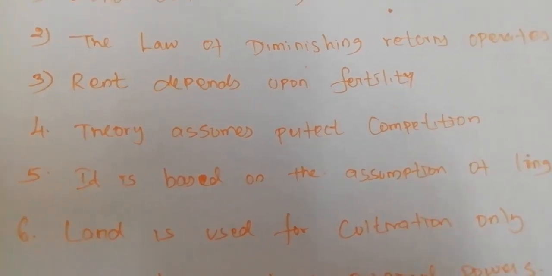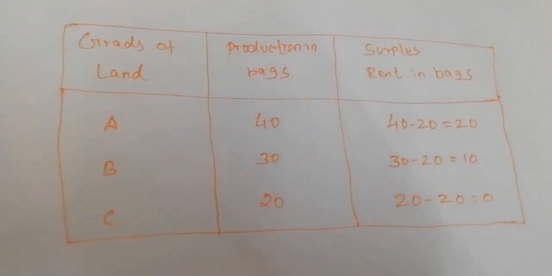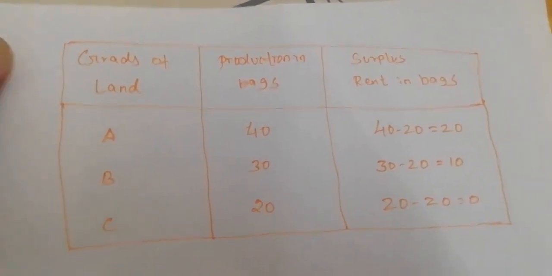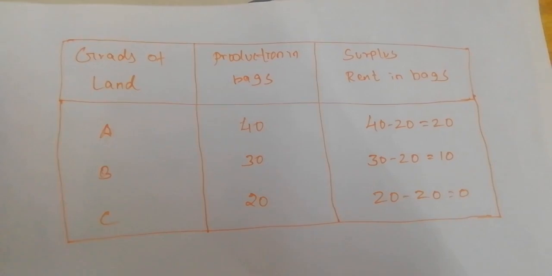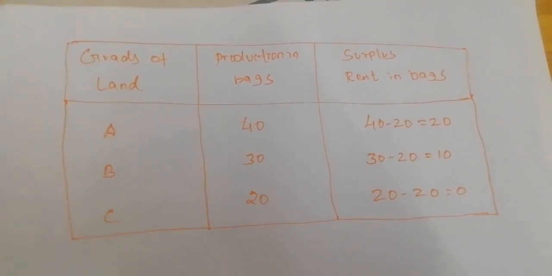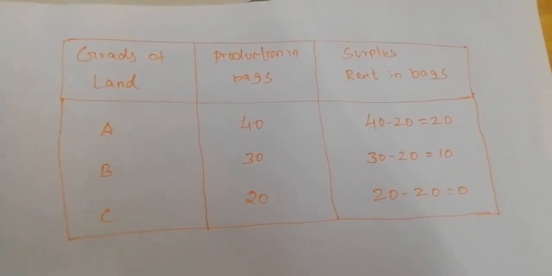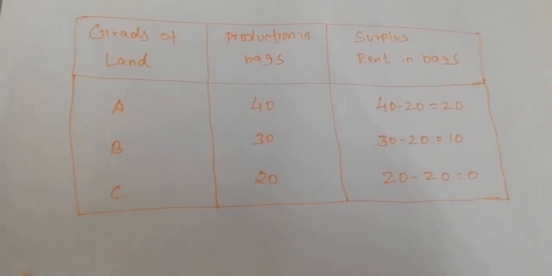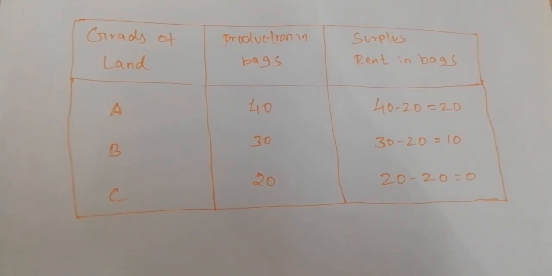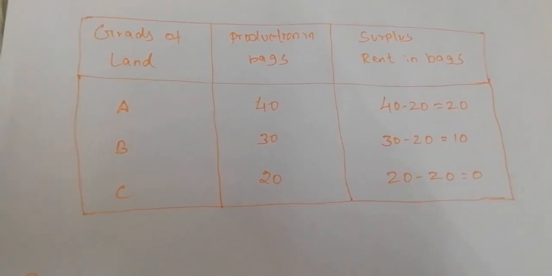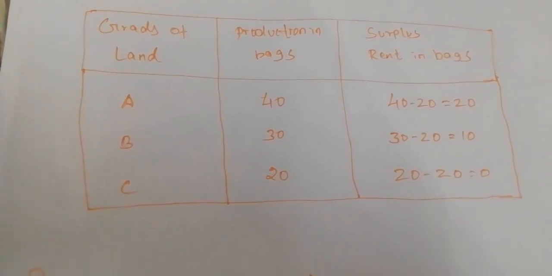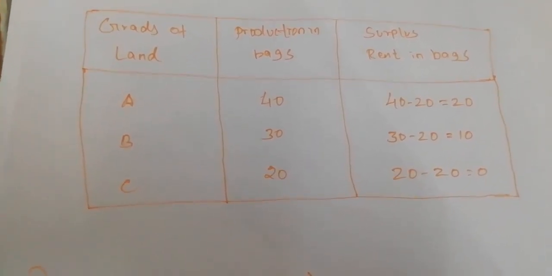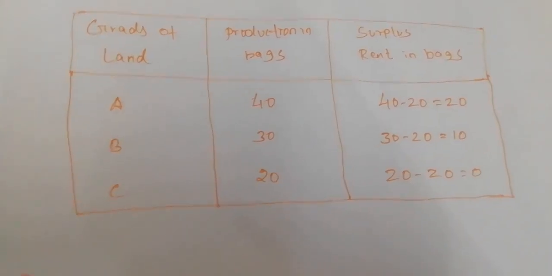So after some time, some extra people also go to the same island and settle down. Now the B grade land and A grade land bags of paddy will not be sufficient for the C grade or the extra people. So the C grade land will be used for cultivating paddy, and here the C grade land will produce only 20 bags.